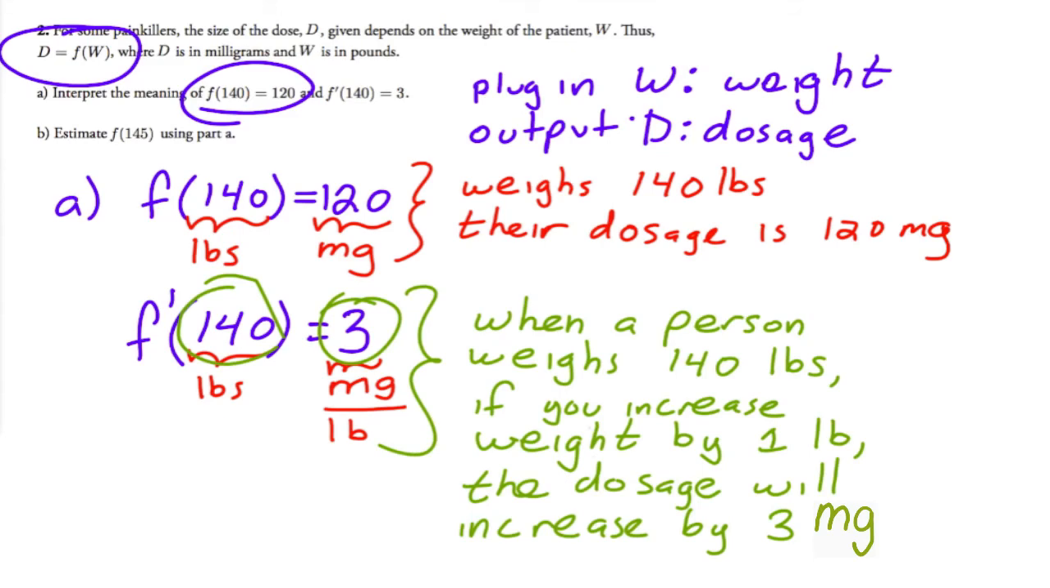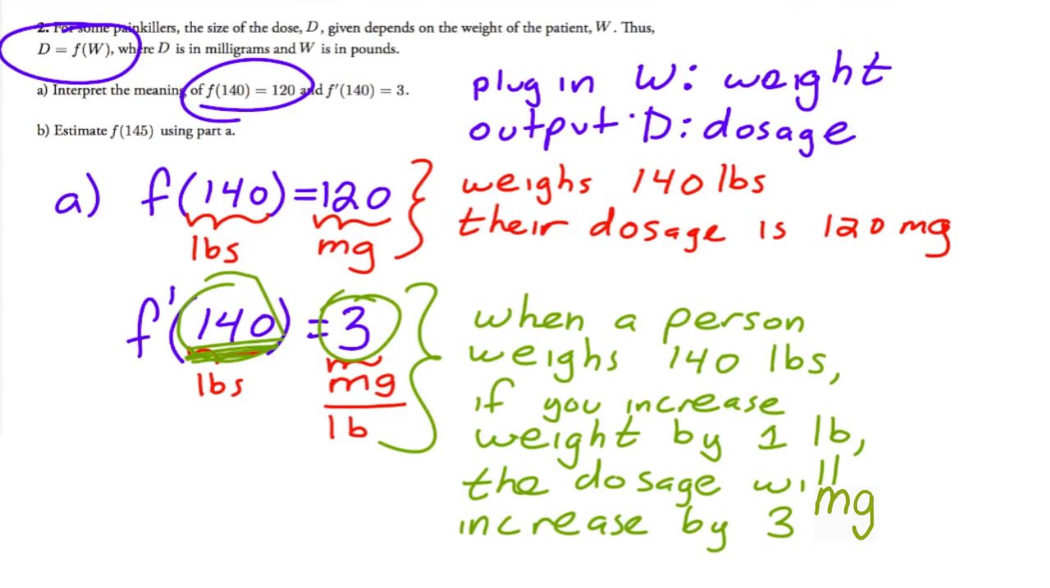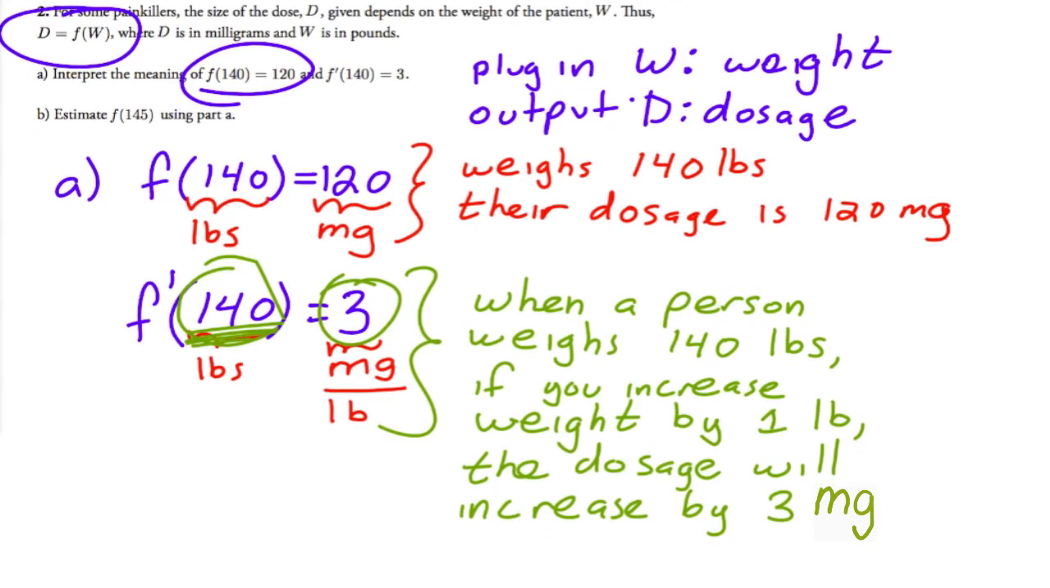So if a person goes up to 141 pounds, then they're going to need to increase their dosage by about 3 milligrams. Now, this doesn't mean that it's always 3 milligrams. It just means at exactly that point when the person weighs 140 pounds. At 150, it might be a little different. Now, again, this is an estimate, but we can use this to estimate the dosage.